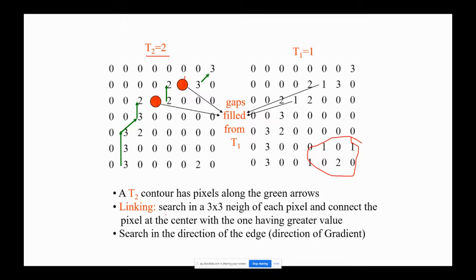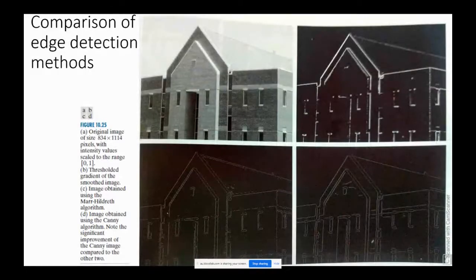So basically, the idea is to search the 3x3 neighborhood of each pixel and connect the pixel at the center with the one having the greater value, searching in the direction of the edge, in the direction of the gradient. Is that clear? Yeah, I know that the first time I read about the Canny edge detector, I got a little bit confused, but it's basically what we've seen so far, smoothing plus gradient, and then some very smart heuristics to fill up the edges. That's a very powerful technique.